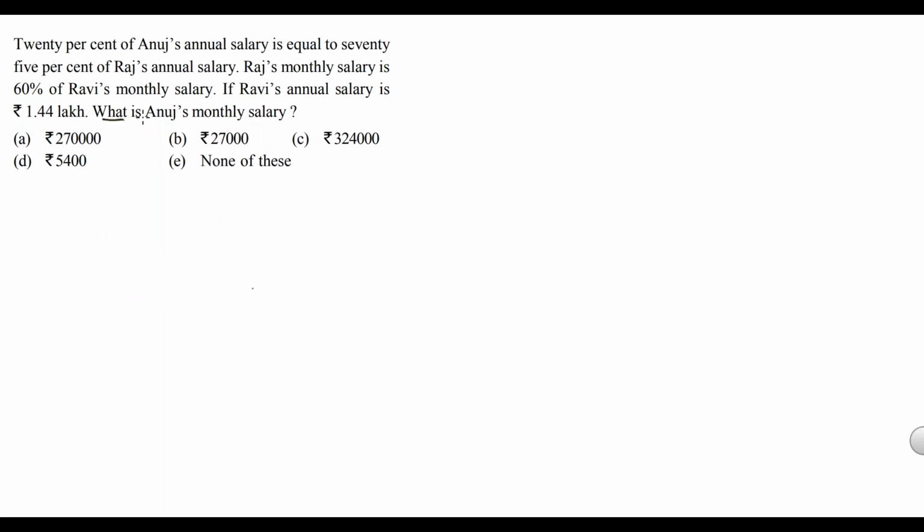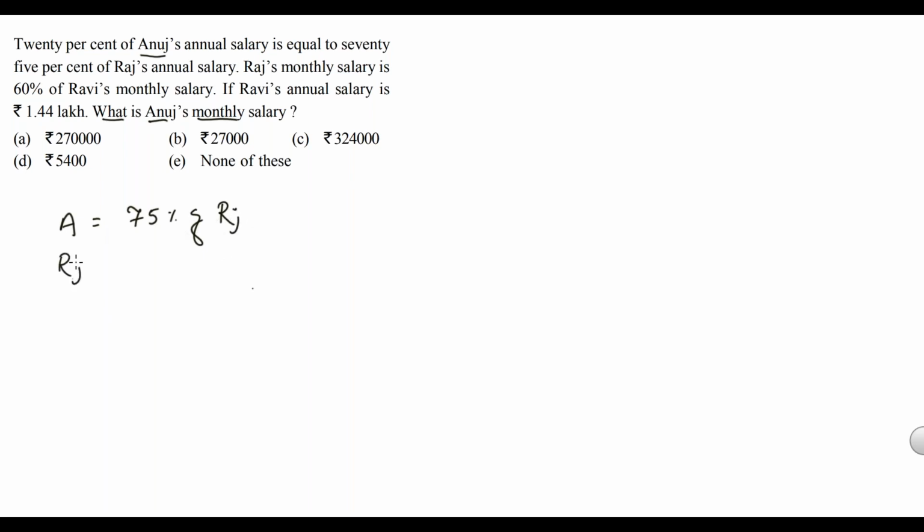The question is, what is Anuj's monthly salary? We are finding Anuj's monthly salary. So here we have data. Anuj's annual salary is equal to 75% of Raj's annual salary. Right? So annually or monthly, let me take it as Anuj's salary is equal to only 75% of Raj's salary. Right? And Raj's monthly salary is 60% of Ravi's salary.